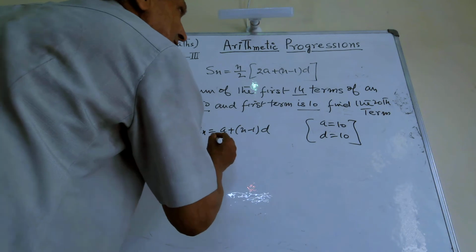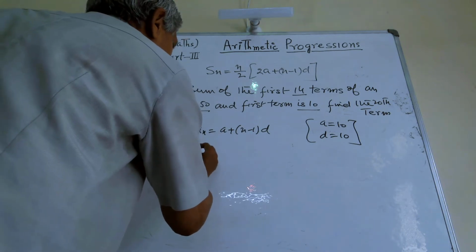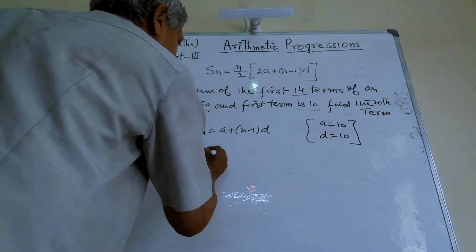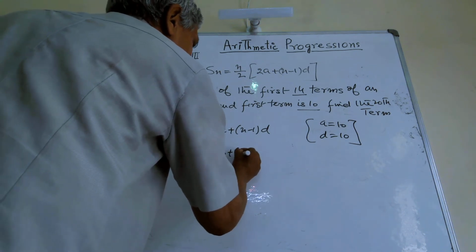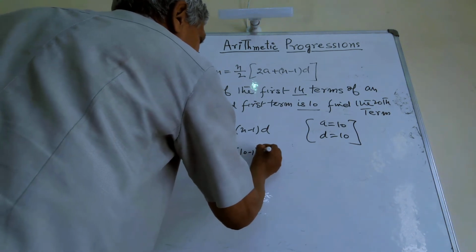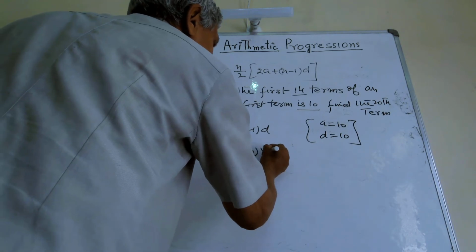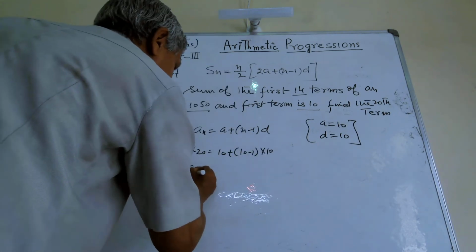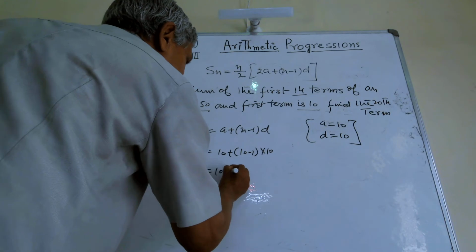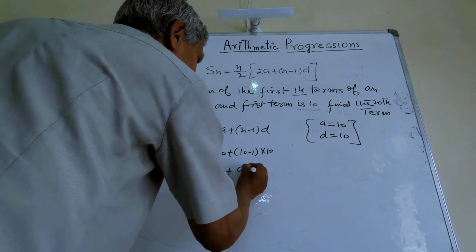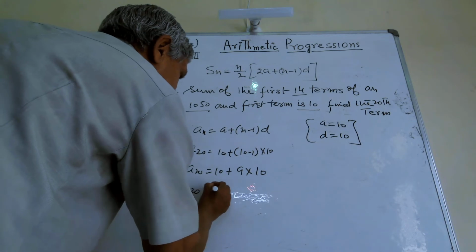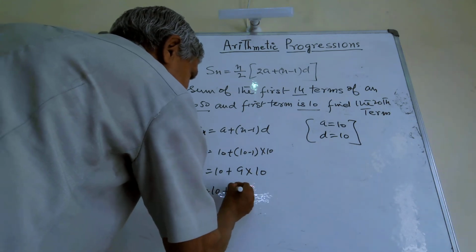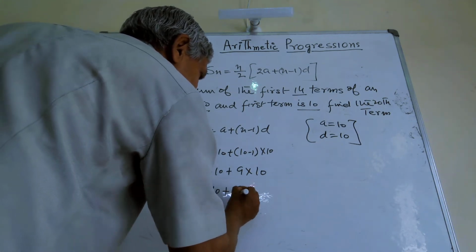a20 is equal to a10 plus (10 - 1) d. What is this? It is 10. So a20 is 10 plus 9 into 10, which is 10 plus 90.